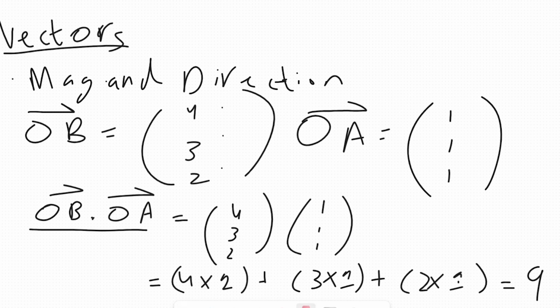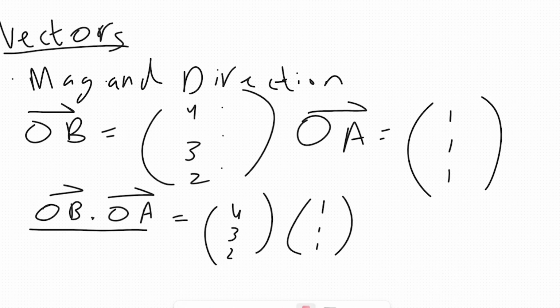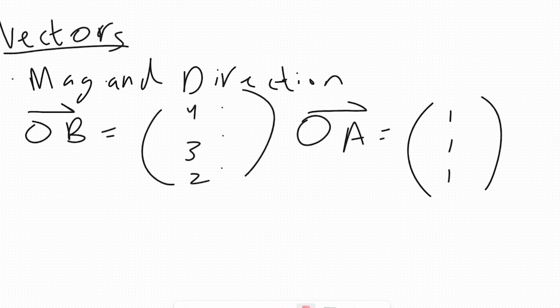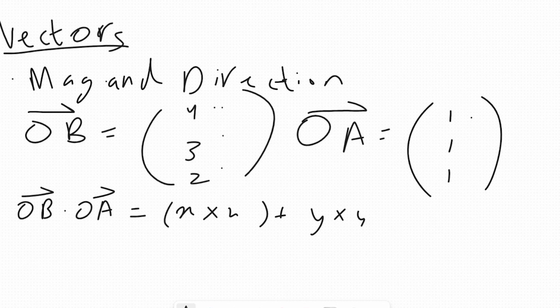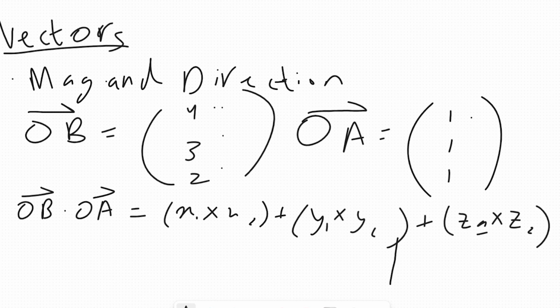Now let's move to the magnitude. That is basically the product of vectors. Let's just write a formula over here. That product rule would be OB times OA. It would be x1 times x2, basically the x of both, plus y1 times y2, and plus z1 times z2, and that would be it. That is the scalar product.